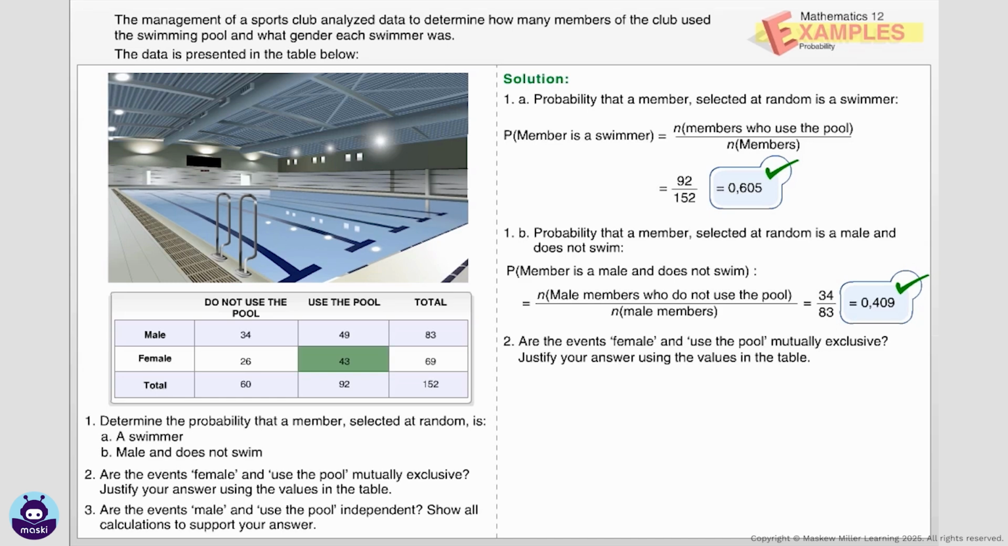We can see from the table that there are female members who use the pool. Probability of A intersection B equals 43 over 152 equals 0,282, not equal to 0. The two events are not mutually exclusive.